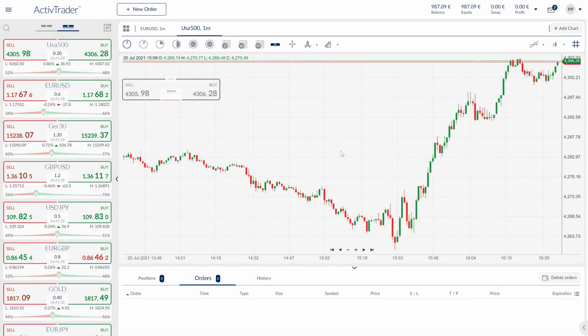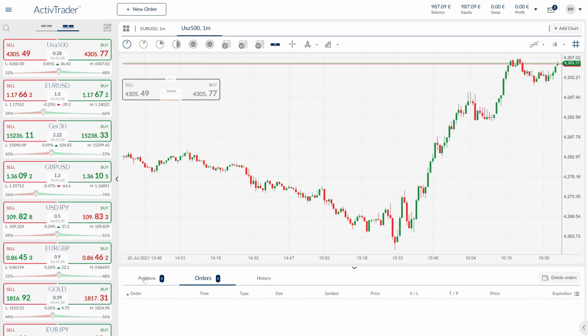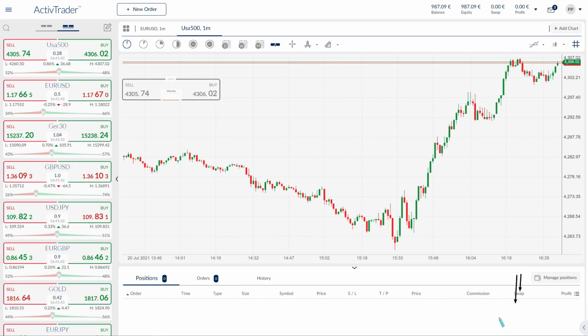This is how it works with CFD brokers. You pay them two ways, commissions and overnight fees. Okay, so now when you open a position, you're going to find these things fully transparently visible to you.